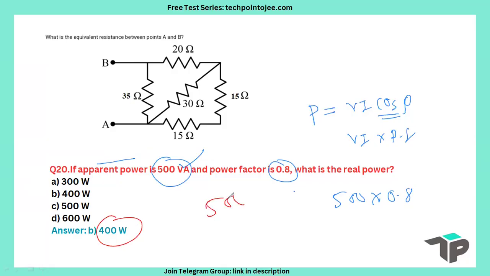500 into 8 by 10, cancel, 5 times 8 is 40 and 0, so 400 is the correct answer.